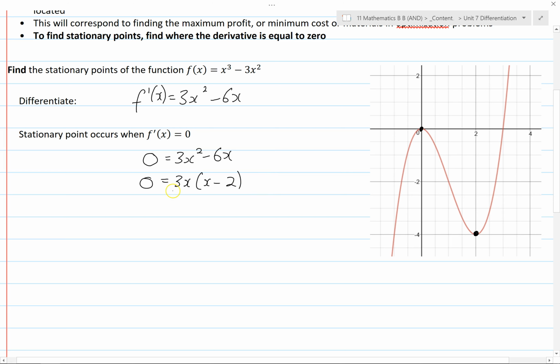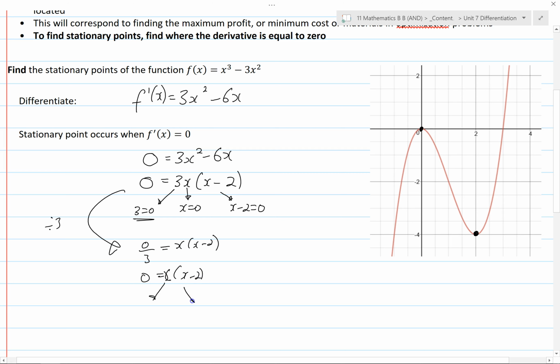Null factor law tells me that either 3x equals 0, or x minus 2 equals 0. Obviously the 3 part is nonsense because 3 is never 0. We could have avoided this, by the way, if we divided both sides by 3; we would not even have seen it, because 0 divided by 3 is 0. But it's not necessary. We'd just get those 2 factors. So x equals 0 is one turning point, and x equals 2 is another turning point.